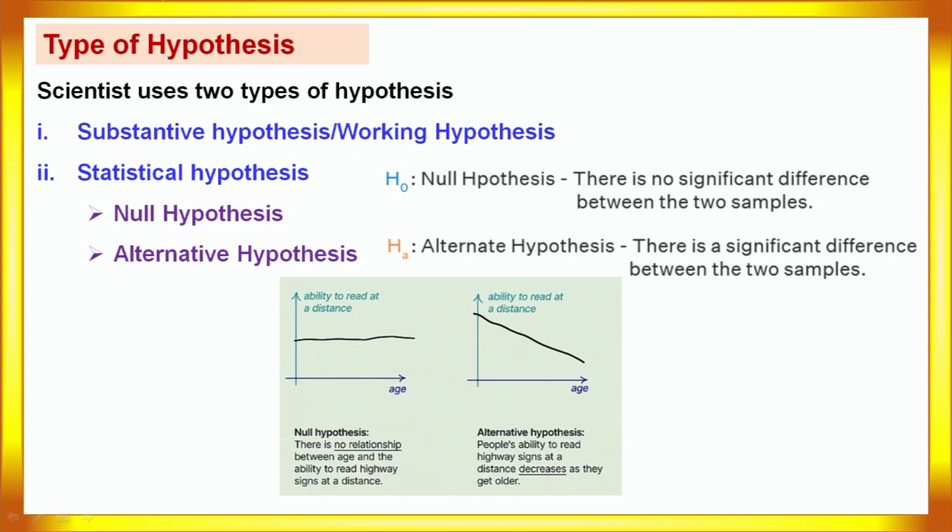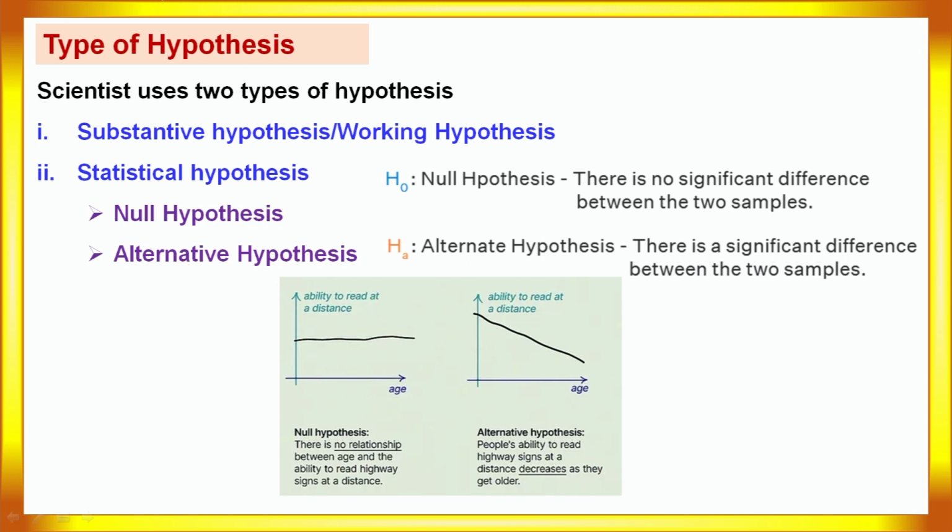So, here I put an example of the null hypothesis: there is no significant difference between the two samples. What will be the alternative hypothesis of it? There is a significant difference between the two samples. So, the alternate hypothesis is directly opposite to the null hypothesis. Null hypotheses are often formed as a general observation of phenomena or different sociological facts.